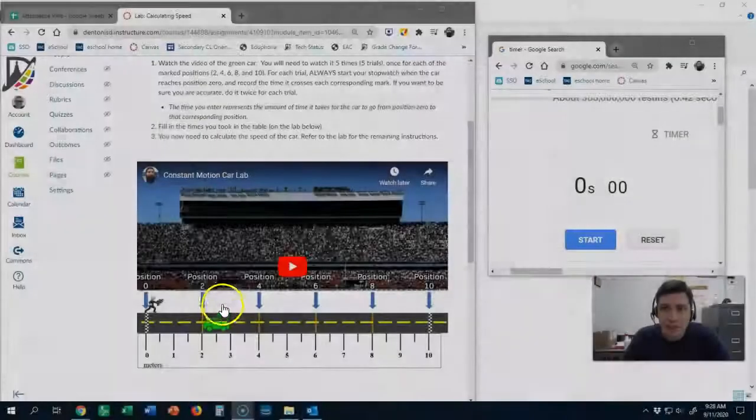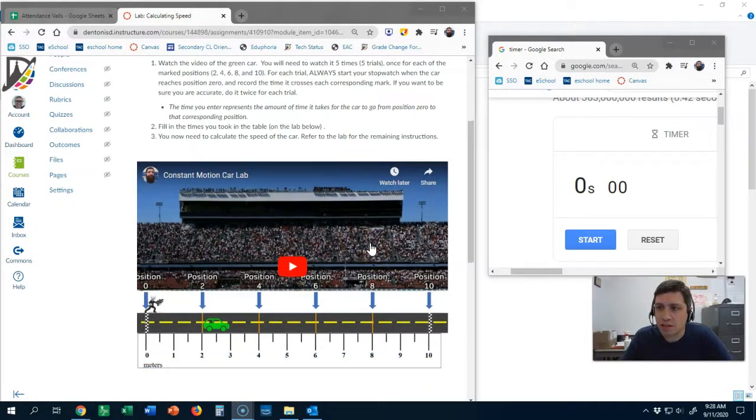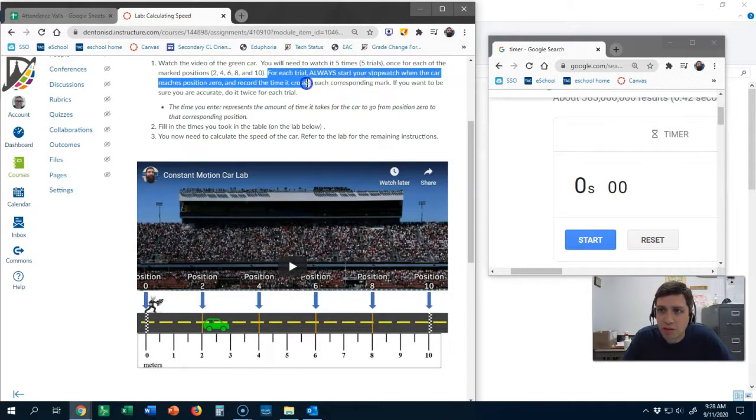Okay, to explain this lab, we did it over this video, and it gives you fairly detailed instructions. You've got to do it 5 times, once for each of these positions: 2, 4, 6, 8, and 10. And remember, it says for each trial, always start your stopwatch when the car reaches position 0. So starting is always going to be here.